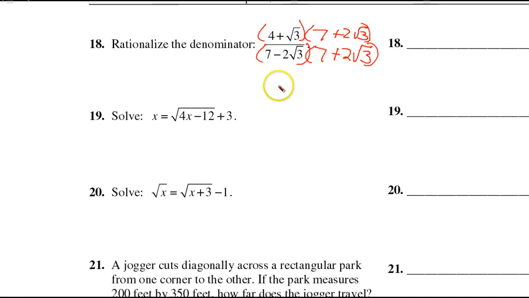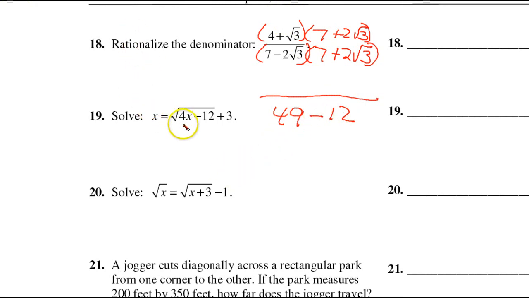Here 7 times 7 is 49. And then since they're conjugates, there are no middle terms. So square root of 3 times square root of 3 is square root of 9, which is 3. 2 times 2 is 4. 4 times 3 is 12. So this becomes a negative 12. So we just add this together, FOIL our top, and this will be our answer.